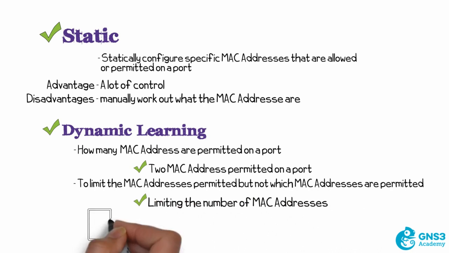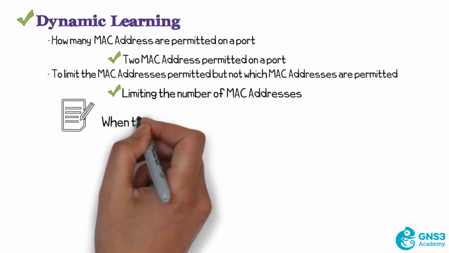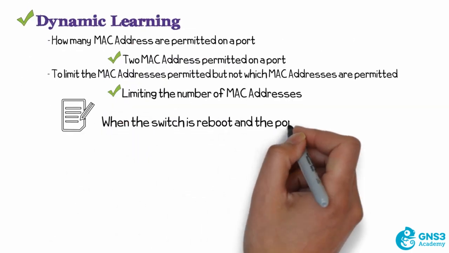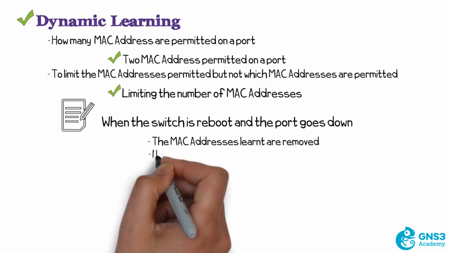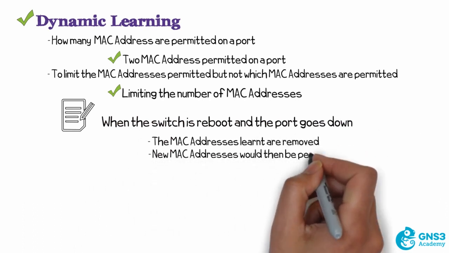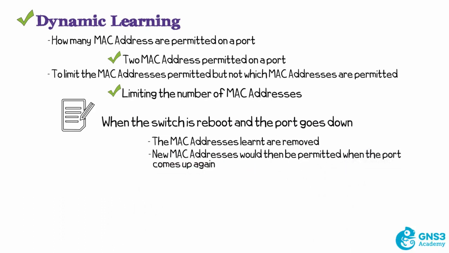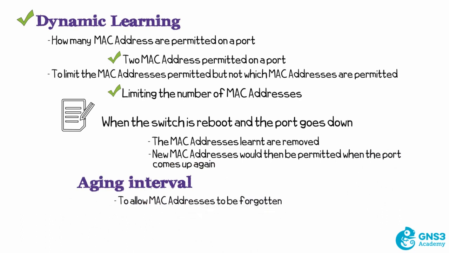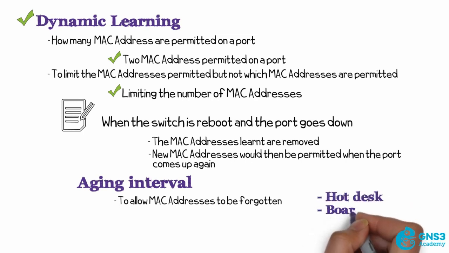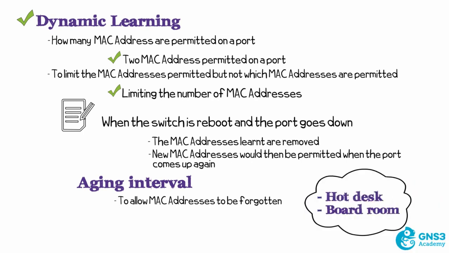The thing to remember about dynamic learning is that when the switch is rebooted or the port goes down, the MAC addresses learnt are removed, and new MAC addresses would then be permitted when the port comes up again. You could also specify an aging interval to allow MAC addresses to be forgotten after a period of time. So if you had a situation where you had a hot desk or a boardroom, you may only allow a certain number of MAC addresses on a port, but those MAC addresses can change over time.